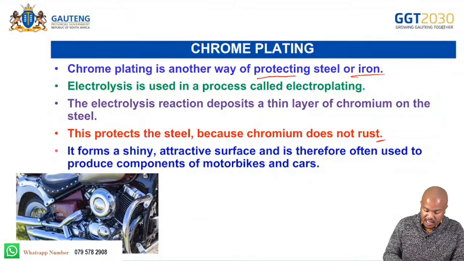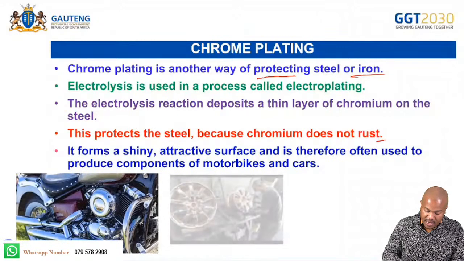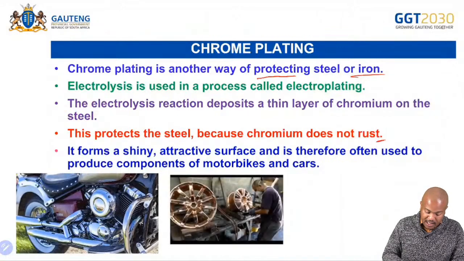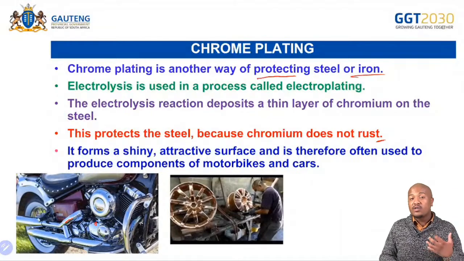So looking at this example here again, you can see this part of this motorbike has a layer of shiny and attractive chromium, to protect the core steel or the metal of this motorbike.